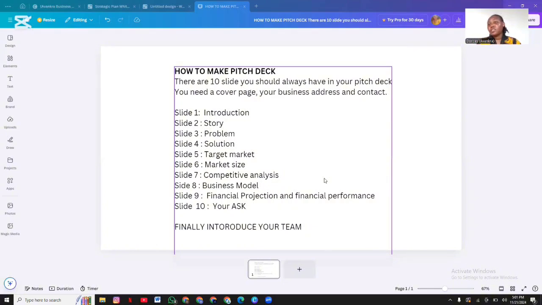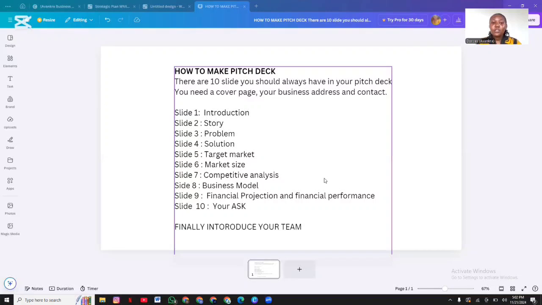As a fashion designer that you are, or a shoemaker, what is that problem you're trying to solve? And also as you're stating the problem, you're giving us your solution immediately. Don't give us a problem and then jump to target market. No. As you're giving us your problem, you're giving us your solution. So what is the solution? How were you able to tackle that problem that you identified? You tell us how the solution was able to tackle the problem. So they work hand in hand, problem and solution.